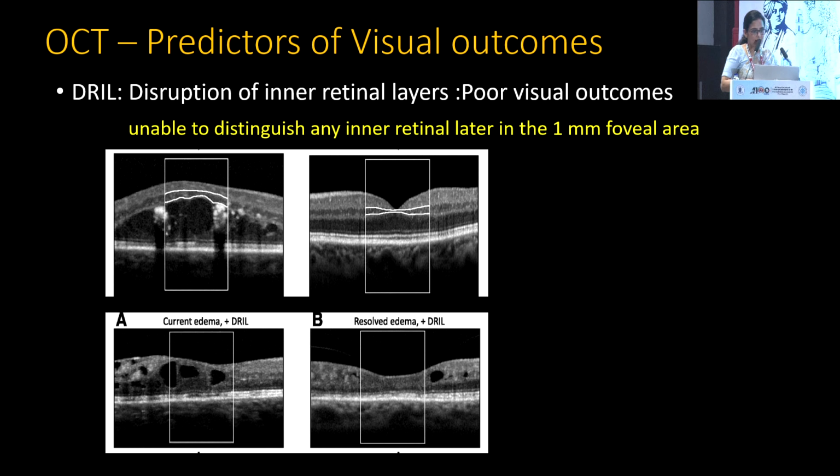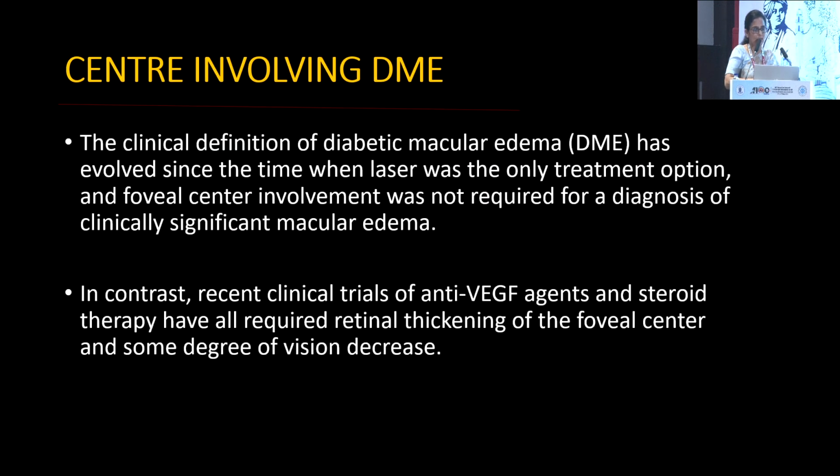Now, DRIL is another condition that nowadays we are talking about, where you're not able to distinguish any of the retinal layers. There's a disruption in the inner retinal layers as well. And again, these patients may not have very good vision in spite of all your treatment.